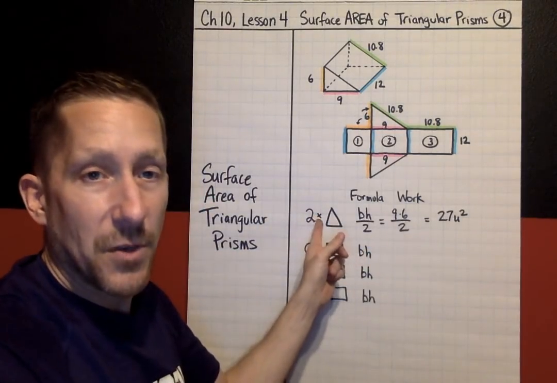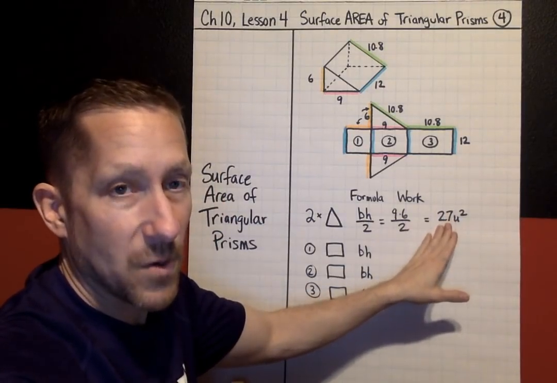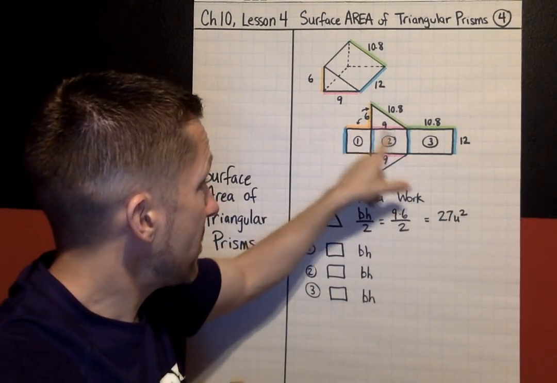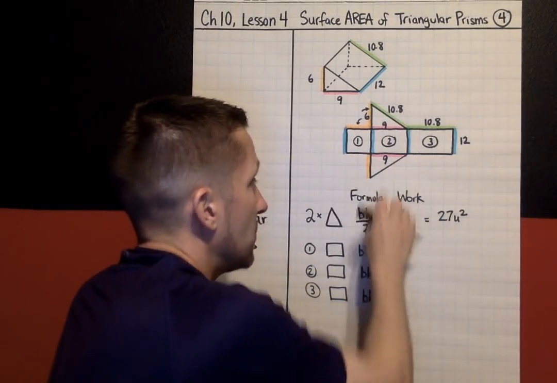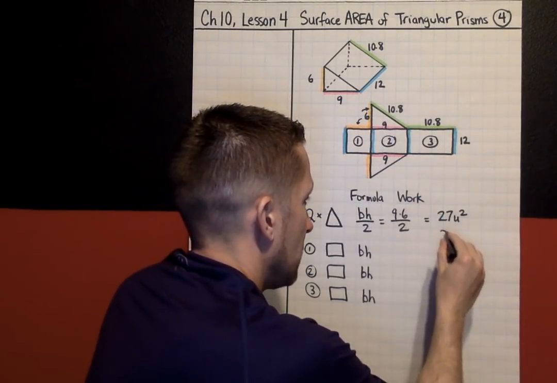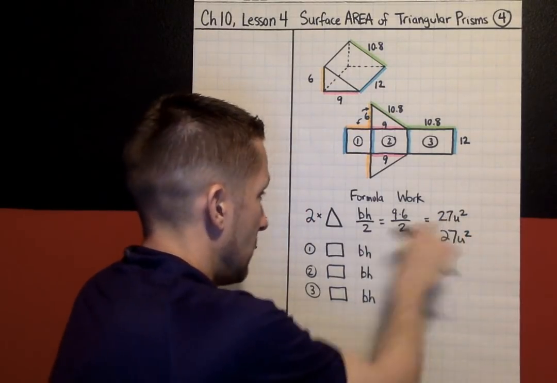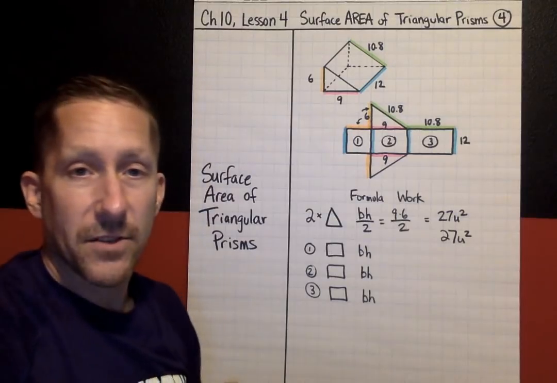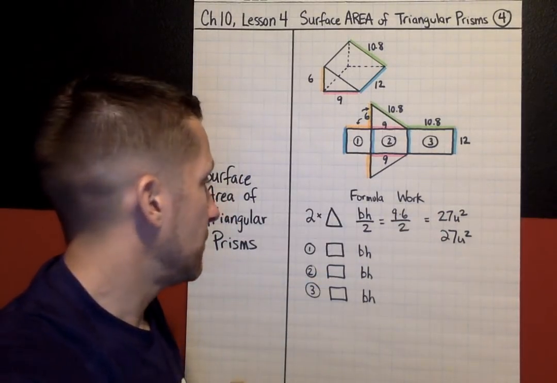However, we have 2 of those triangles, so I'm always going to list this area twice. The area of this triangle is 27 units squared. The area of this triangle is 27 units squared. So after you find the area of a triangle, write it down twice, because there's always going to be 2 of them.